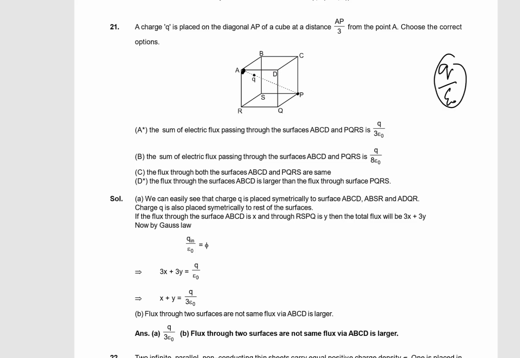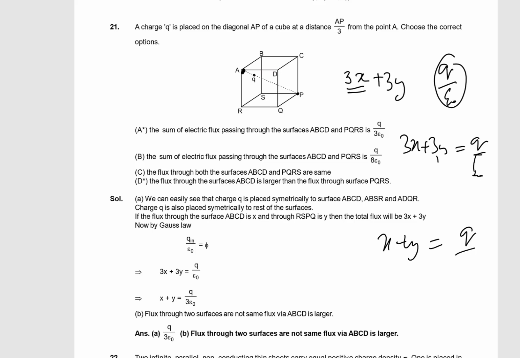Now here, see, for this particular position, the faces ABCD, ABSR and ADRQ, these three are symmetrical. Say flux through each is x, so the total flux through those three will be 3x. Similarly, the faces RSPQ, DCPQ and BCPS are also symmetrical. Say flux through each is y, so the total flux will be 3x plus 3y, which equals Q by epsilon naught. So x plus y will be Q by 3 epsilon naught.